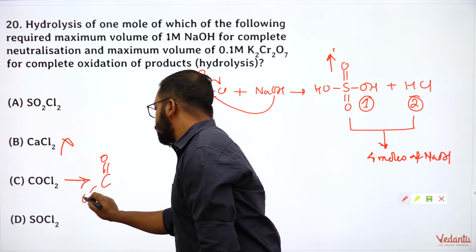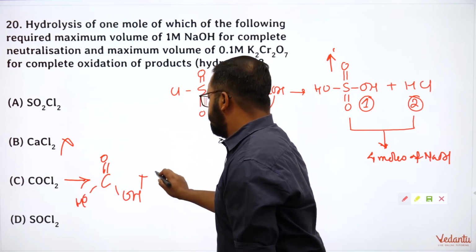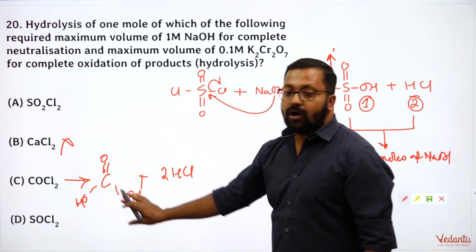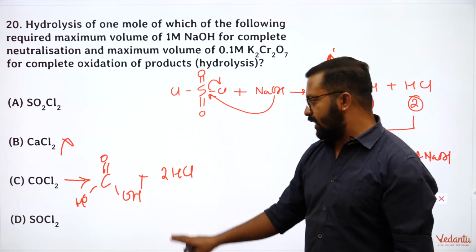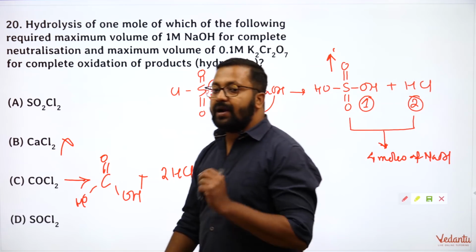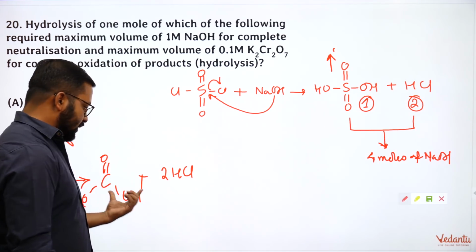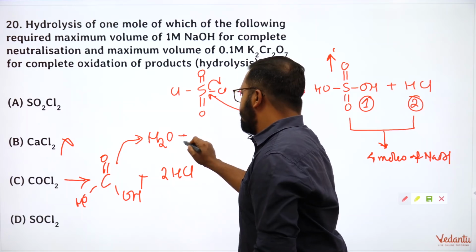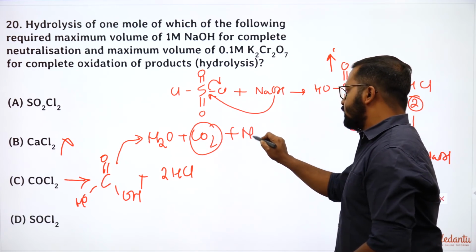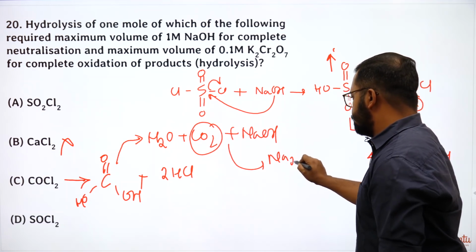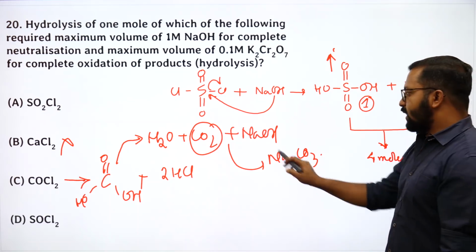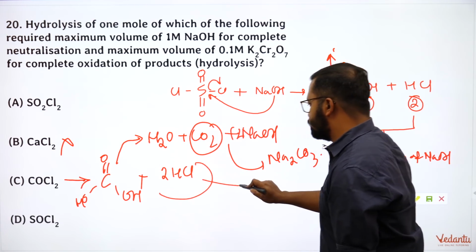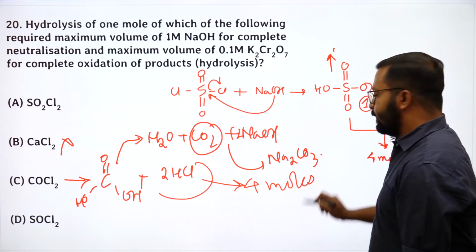C double bond O, OH, OH plus 2HCl, but this compound will not be stable. Carbonic acid, H2CO3, is not stable, so it will disintegrate rapidly to form H2O plus CO2. This CO2 can react with NaOH to form Na2CO3. Okay, so कितने मोल्स हमें लगेंगे? 2 मोल्स लगेंगे यहाँ पे, and 2 मोल्स यहाँ पे लगा. So in total over here also we require 4 moles of NaOH.